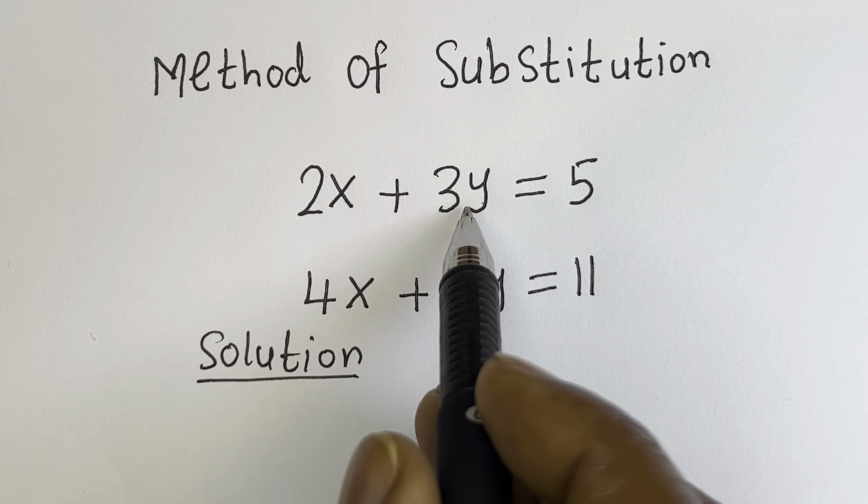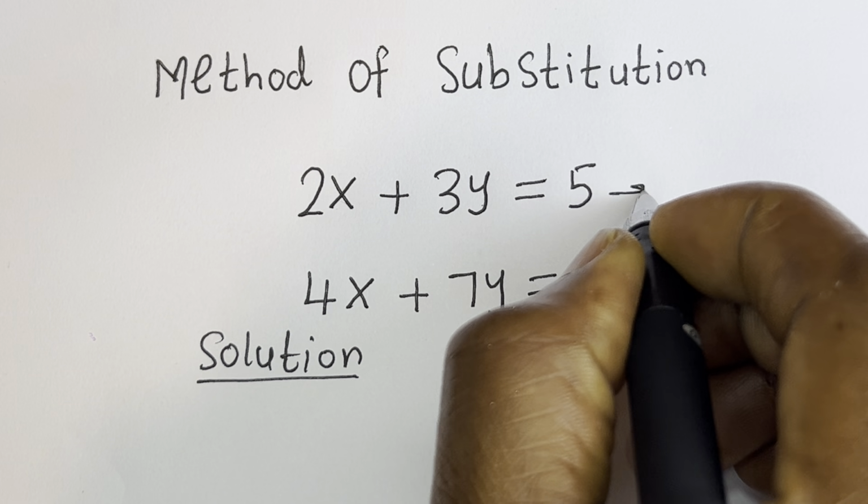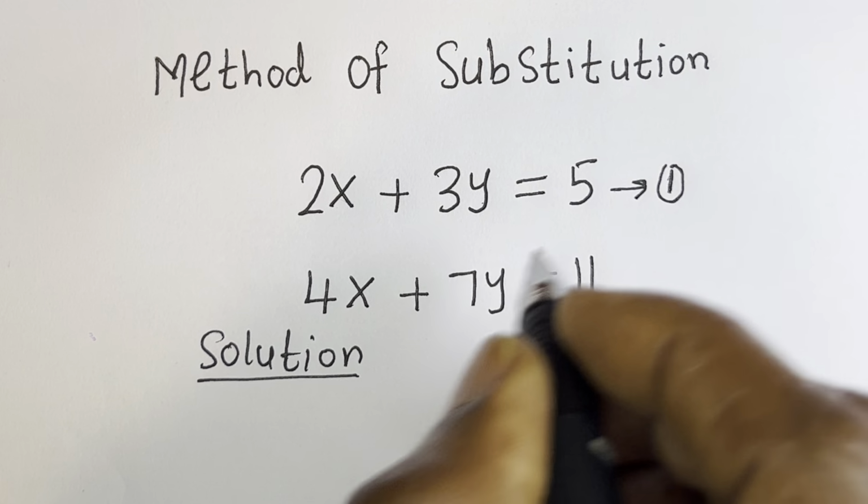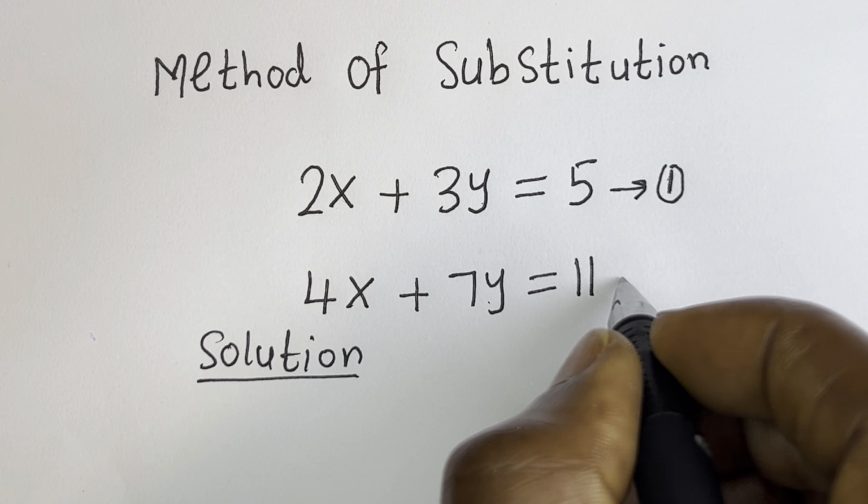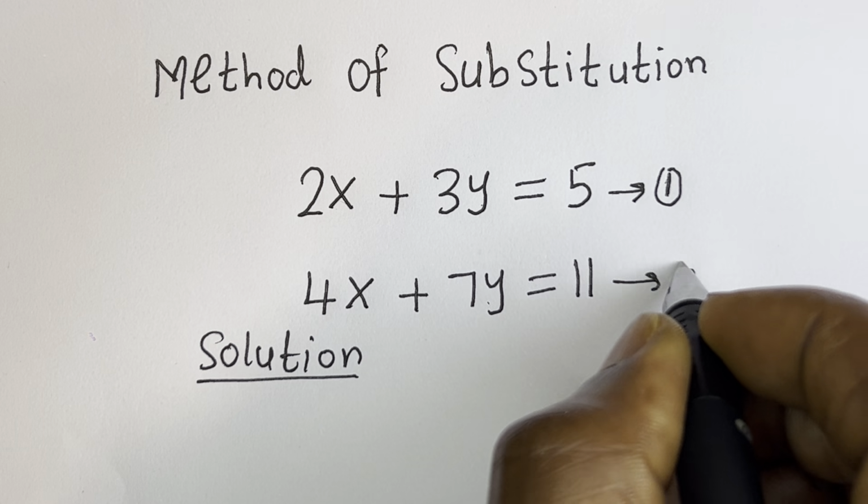Then 2x plus 3y is equal to 5. Let us call this equation 1. 4x plus 7y is equal to 11. Let us call this equation 2.